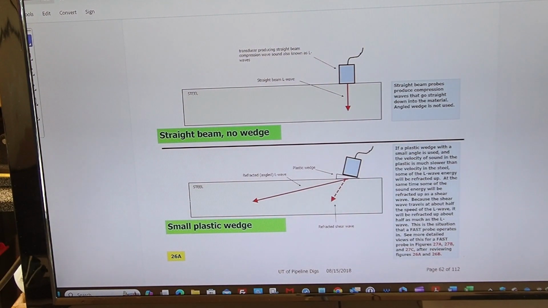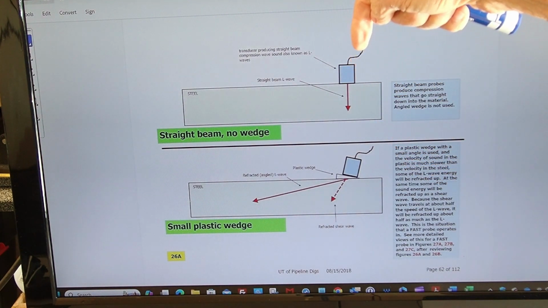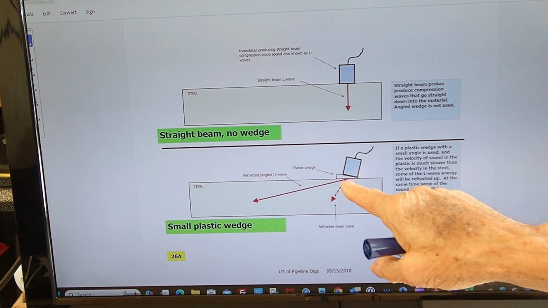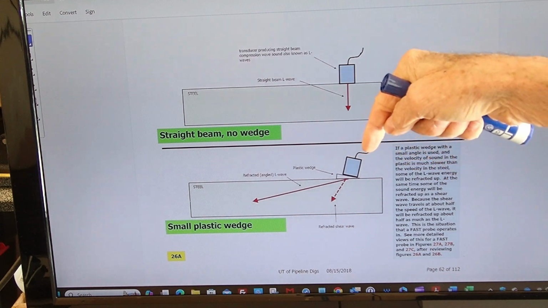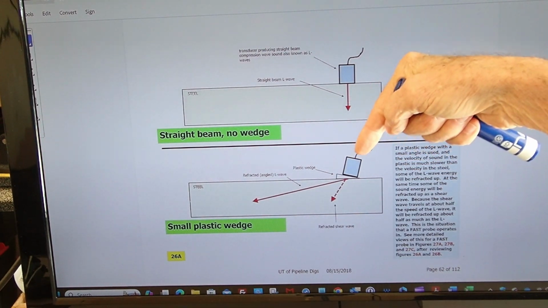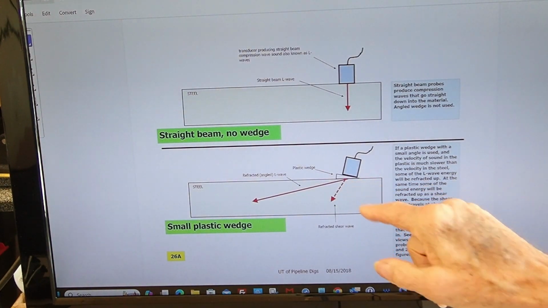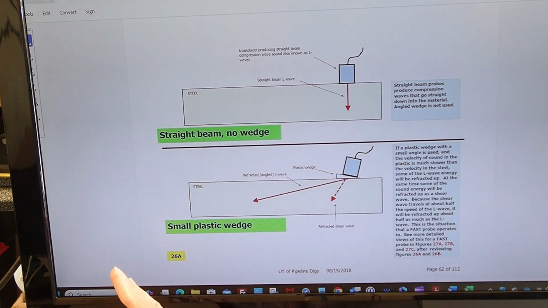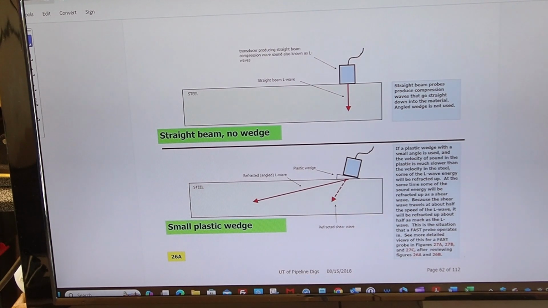All right, so we have a transducer that produces a longitudinal or compression wave, and it makes sense to me that it would continue as a compression wave into the steel. But when you put it on a plastic wedge, the plastic has a slower velocity than the steel. It makes sense to me that that longitudinal wave would refract somewhat, because the speed in the steel is faster than the plastic, and when that wave hits the steel, it's going to go faster, and it makes intuitive sense to me that it would refract.